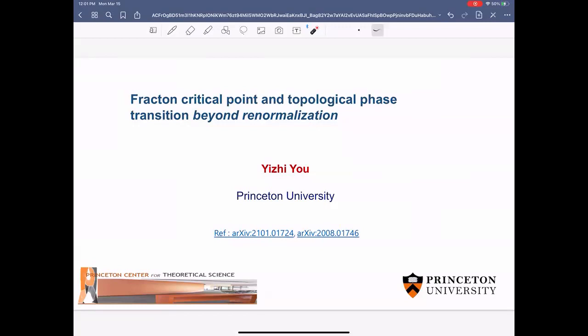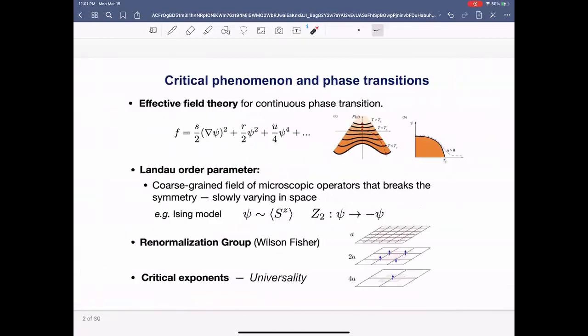Today, I will talk about Fracton critical point and a new type of topological phase transition that is beyond the renormalization perspective. Because our focus today is about phase transitions, in my first slide, let's have a 1-minute overview about the historic development for critical phenomenon and the phase transitions. There are 2 milestones which help us to understand the critical phenomenon and phase transition.